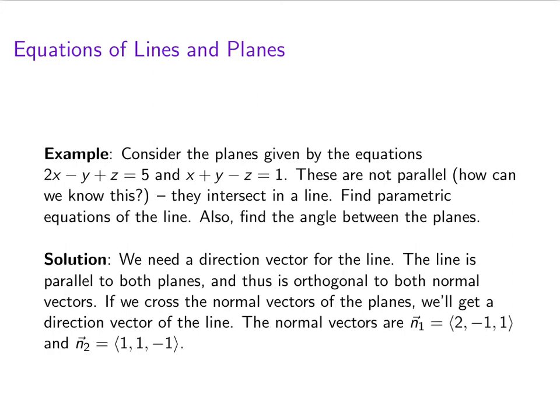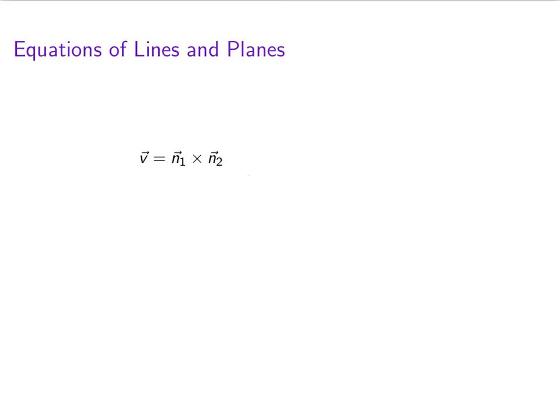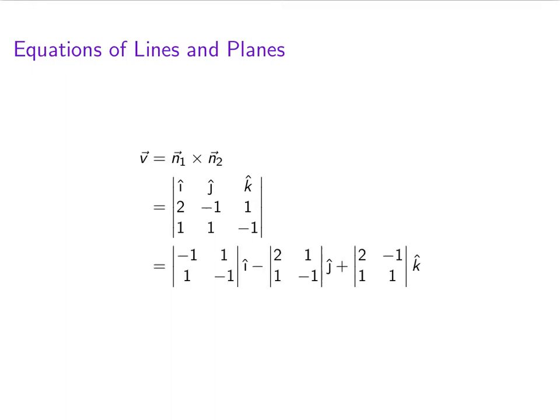Now the normal vectors that were given were 2, -1, 1 and 1, 1, -1. Those are the coefficients on the x, y, z in the planes that we started with. Okay, so we're going to cross n1 and n2, our normal vectors. Usual sort of operation: put these into a matrix, a third order determinant, break it up into second order determinants, and we end up with the vector 0, 3, 3. Remember, what we've gotten here is a direction vector for the line.